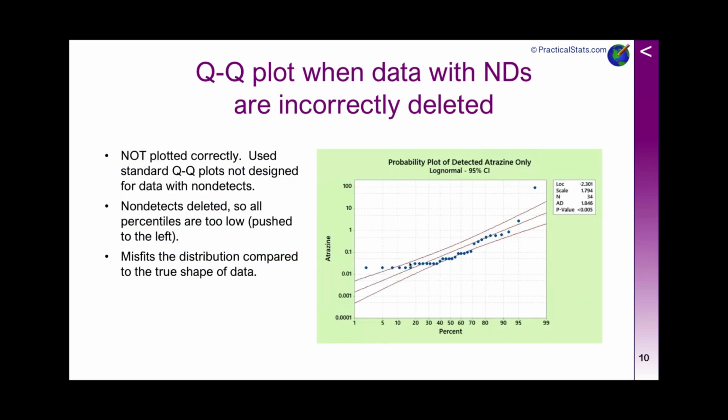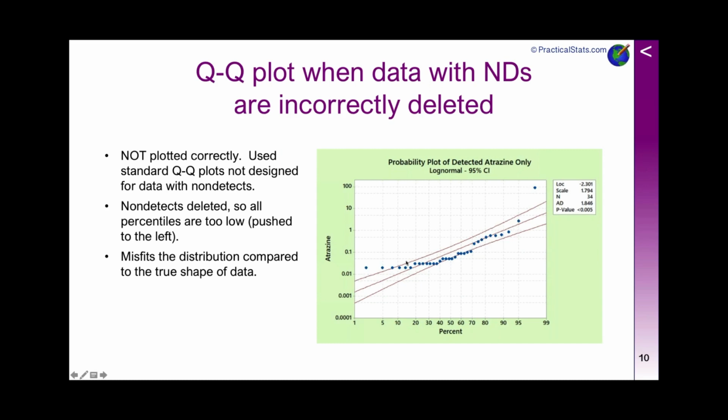So just some examples of things you should not do. First, delete the nondetects. If you delete the nondetects and then plot them on a standard QQ plot, not the one in the section on censored data, but just a regular QQ plot, then the lowest value here really should be at the 31st or 32nd percentile, but it's being put down here at about the 1st or 2nd or 3rd percentile. So all of the percentages are incorrect.